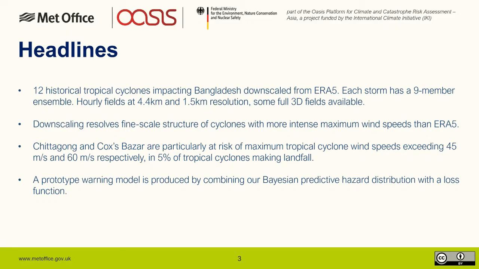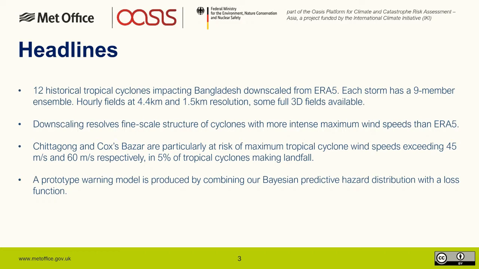So, the headlines from this work: we looked at 12 historical tropical cyclones that impacted Bangladesh, downscaling the ECMWF ERA5 data using a 9-member ensemble to produce hourly fields at 4.4 kilometers and 1.5 kilometers resolution. These include some full 3D fields. So the downscaling resolves fine scale structure of the tropical cyclones with more intense maximum wind speeds than we see in the ERA5 dataset.